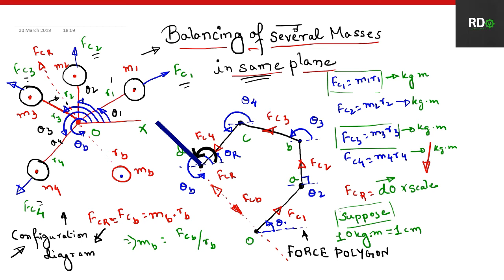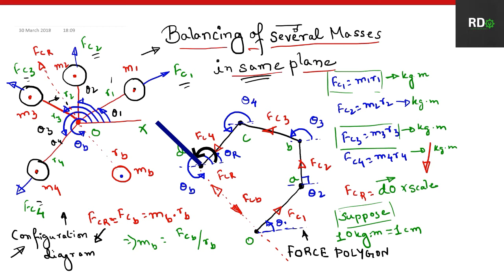All these forces, FC1, FC2, FC3, FC4, will create an unbalanced resultant force. As you can see, for now we don't know the position of FCR. We will find it later on. So we know that there will be an FCR, the resultant centrifugal force, but yet we don't know the position of FCR.